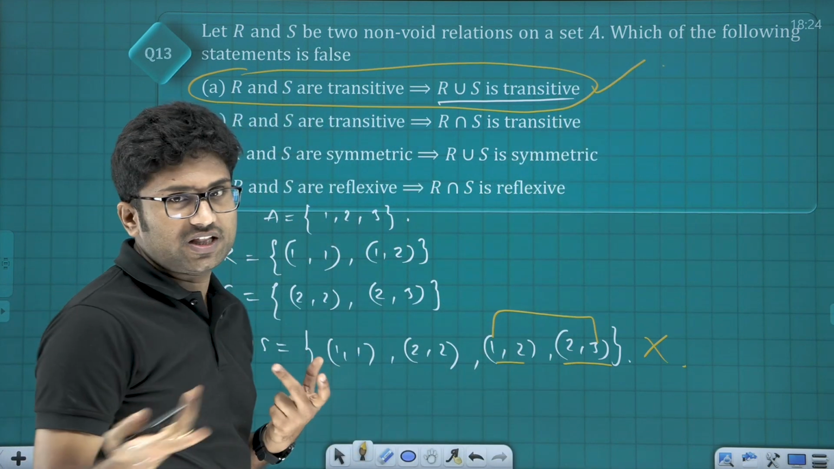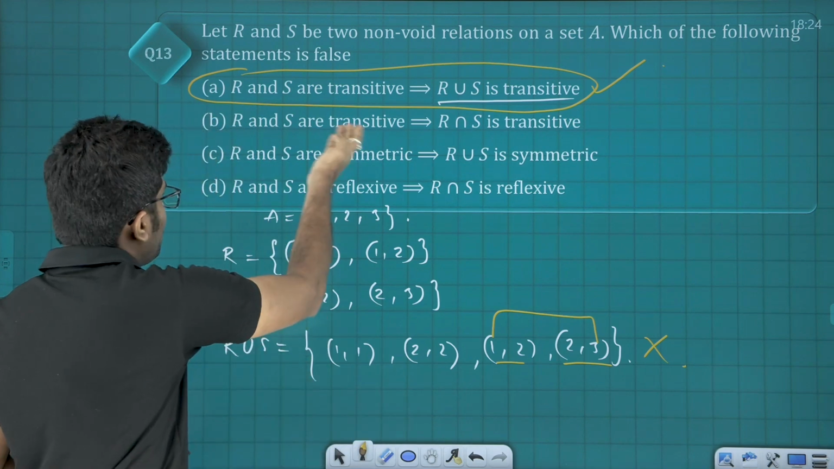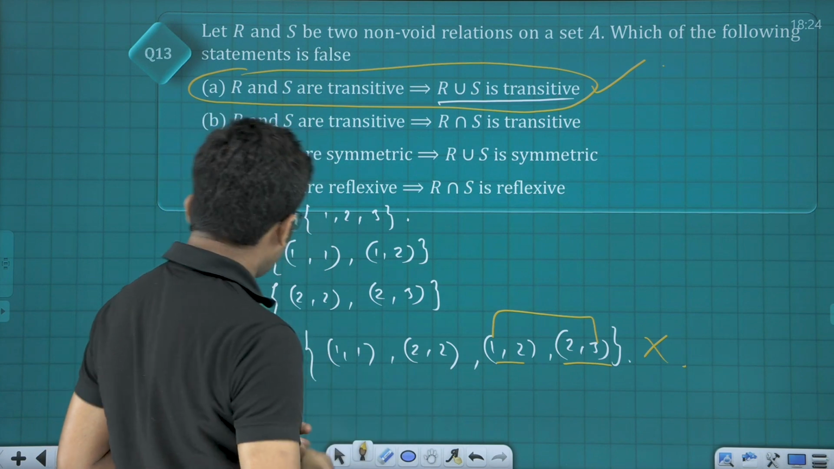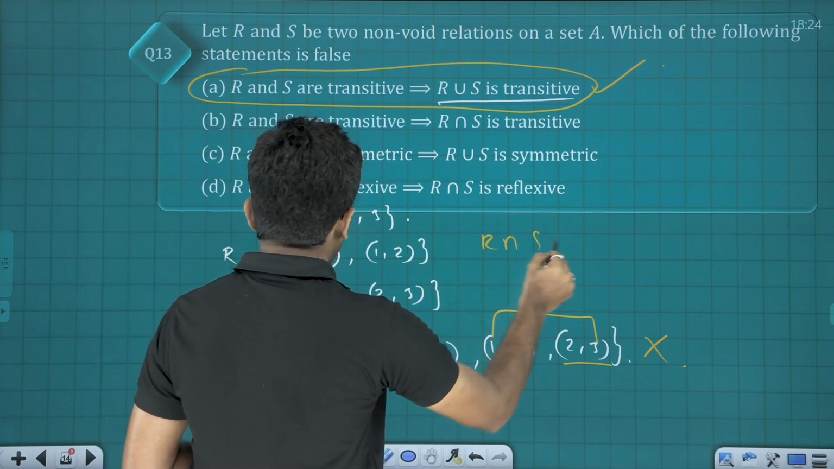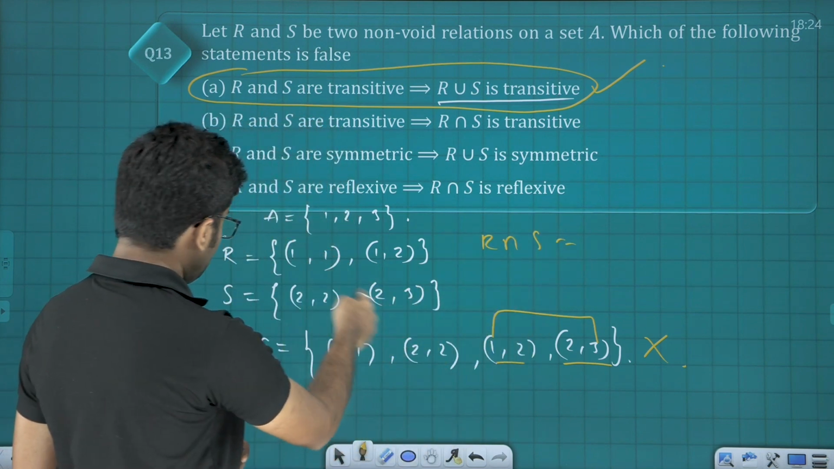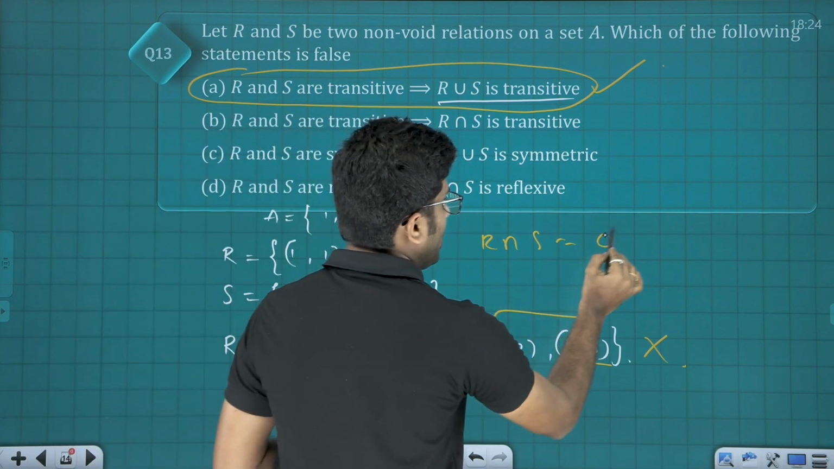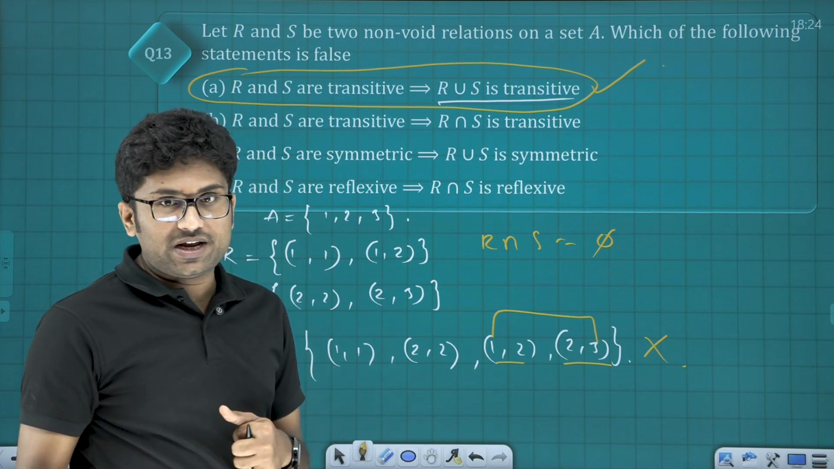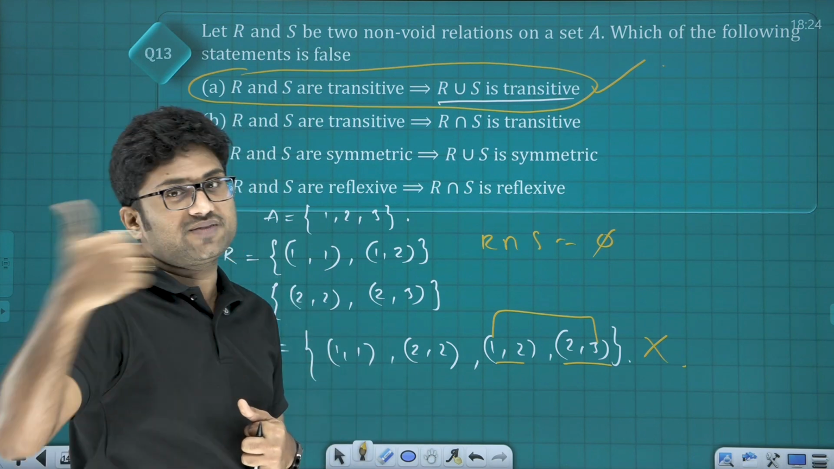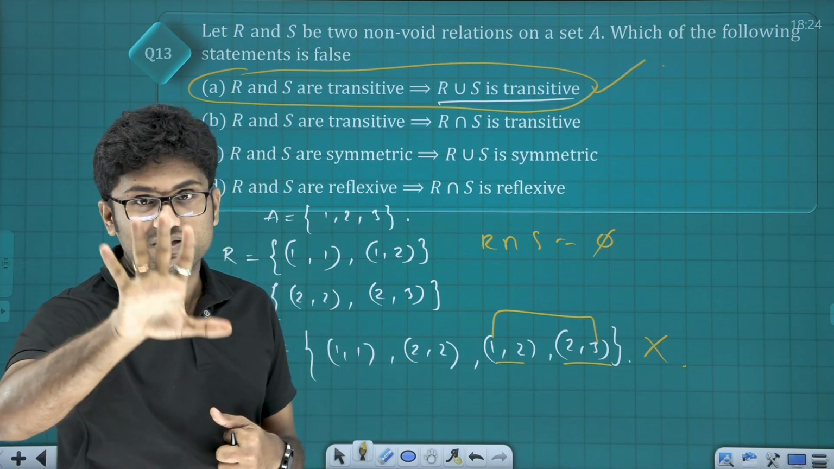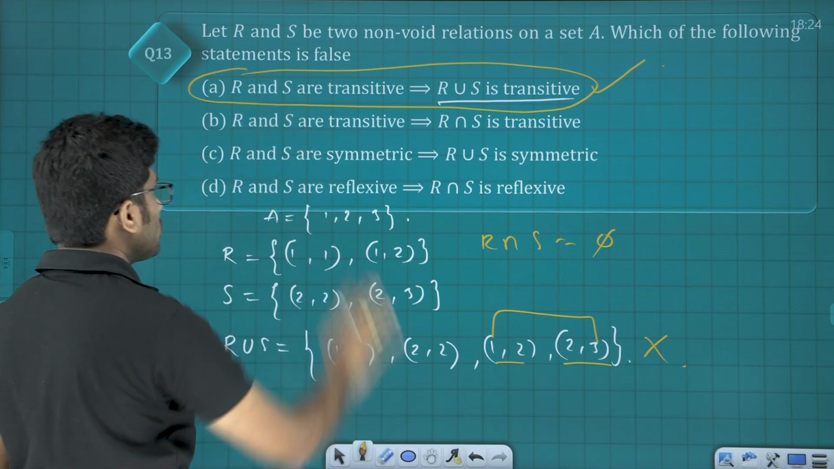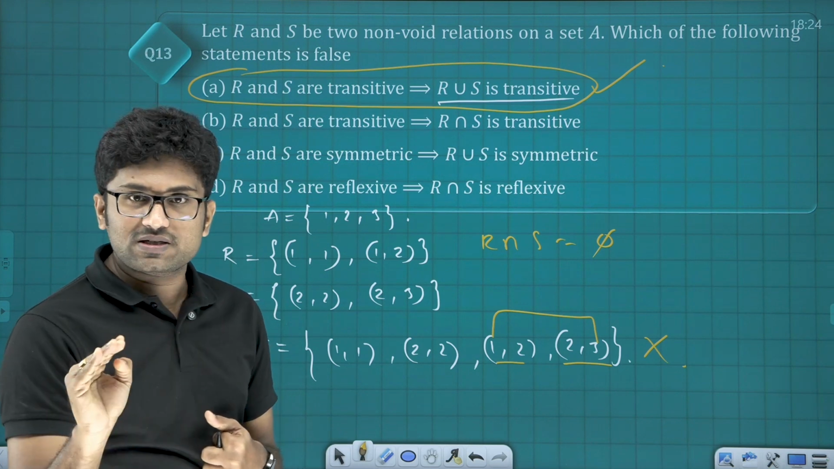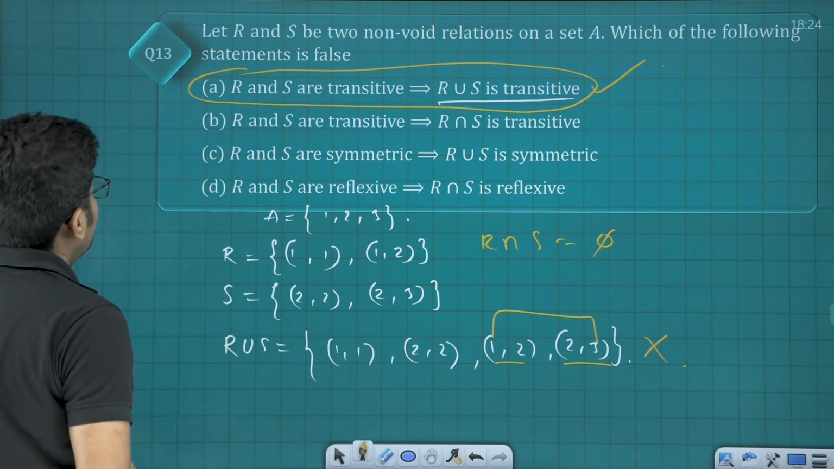Next, no need to verify the remaining. If you wish to verify, then take the same example. R intersection S is transitive, it seems. What is R intersection S? What is common? There is nothing in common. R intersection S is phi. The null void relation is a transitive relation. A void relation is symmetric as well as transitive, but it is not reflexive, friends. So option B is true. Only option A is found to be false, and that is our correct answer.